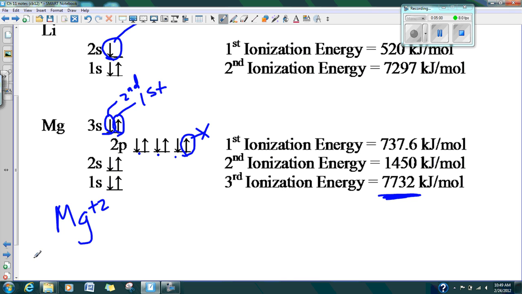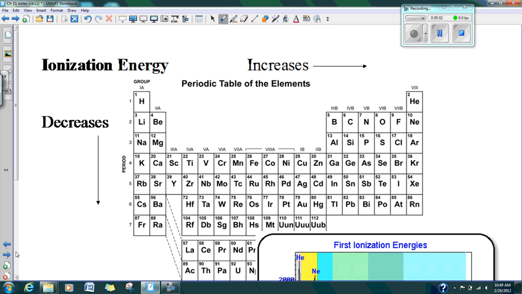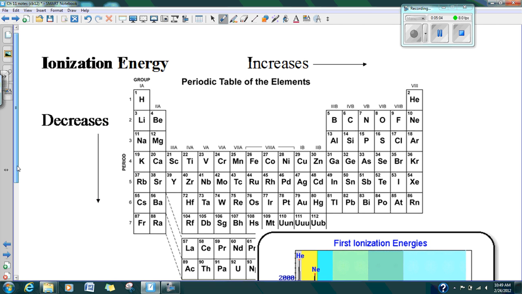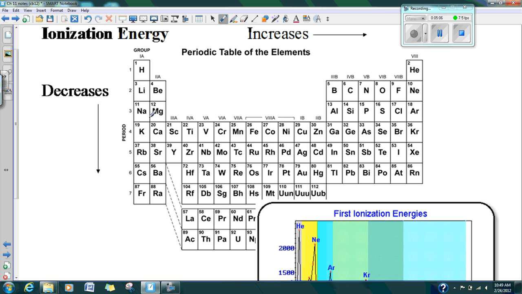So if we take a look at the positions of our periodic chart, the ionization energy should make sense to you. Here is magnesium. Loses those 2 electrons, and now it has neon gas configuration. The other one I showed you was lithium. Lithium loses that 1 electron, and now it's going to become like helium.